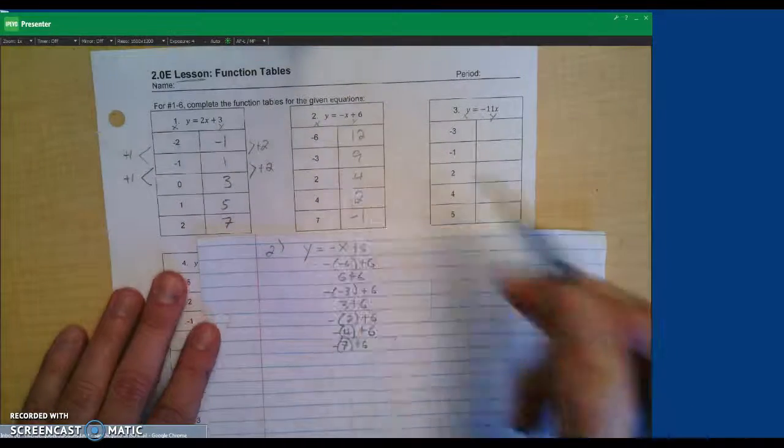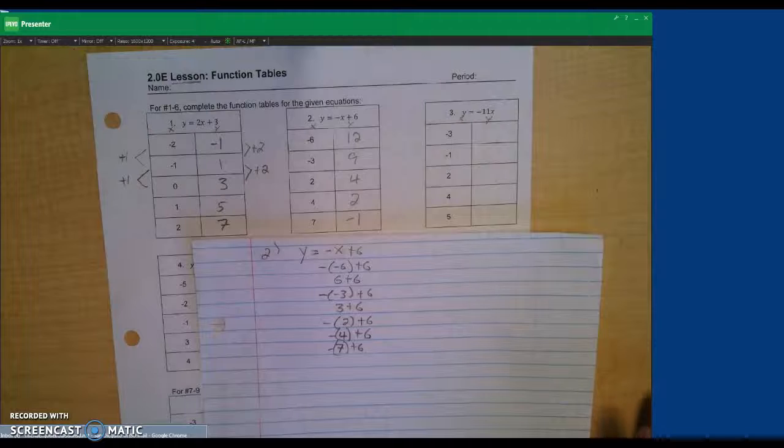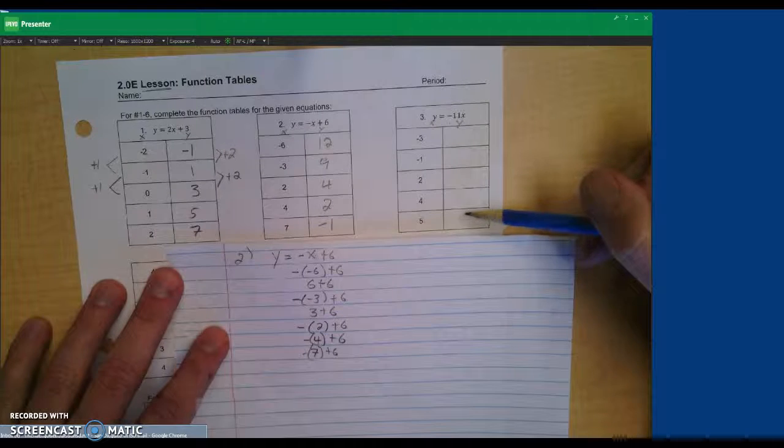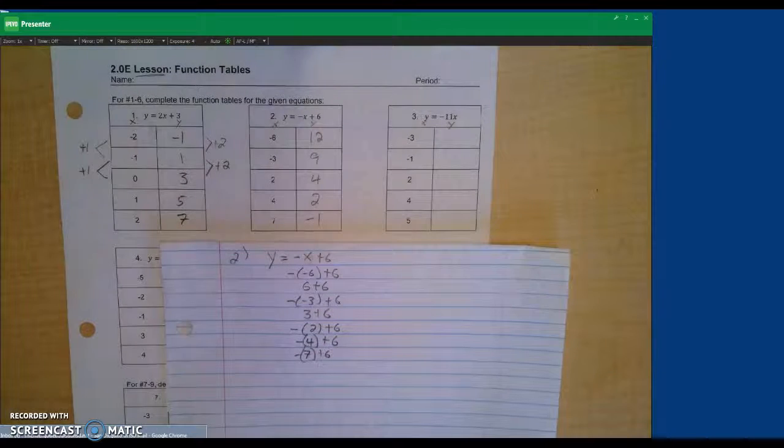That was that one. So now what I'm going to have you do is press pause, and I'd like you guys to do all of number 3 right now, and then compare your answers, and then check in a moment to make sure that you are right.